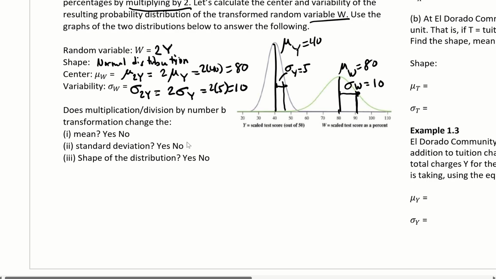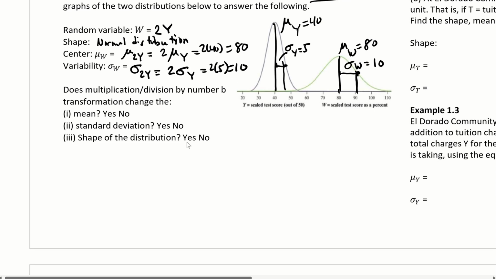All right, and we should be able to summarize this in a sec. Does multiplication and division by a number b change the mean? Yes. Does it change the standard deviation? Yes. Does it change the shape? No. Okay. And we're going to write the general rule here.